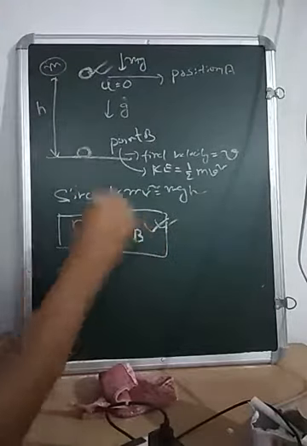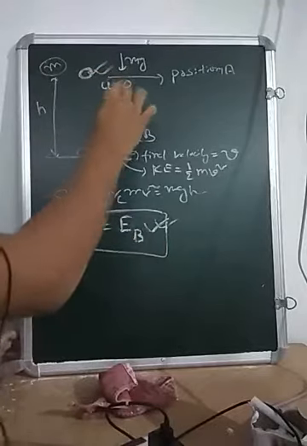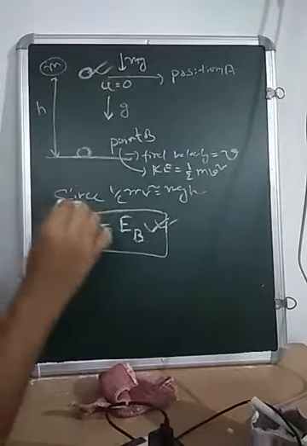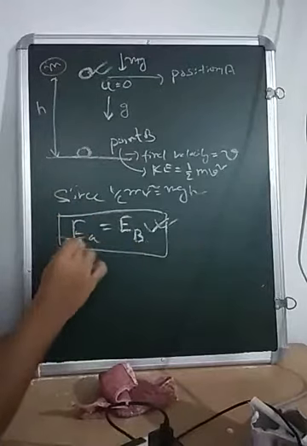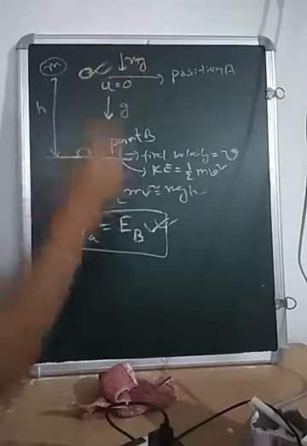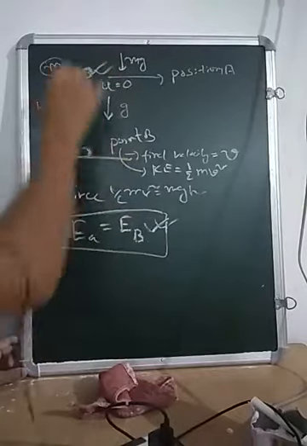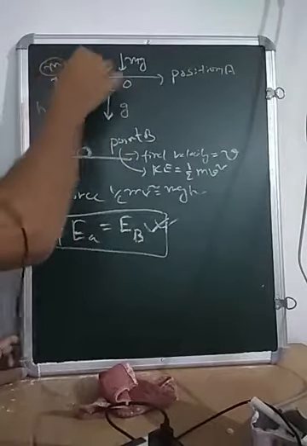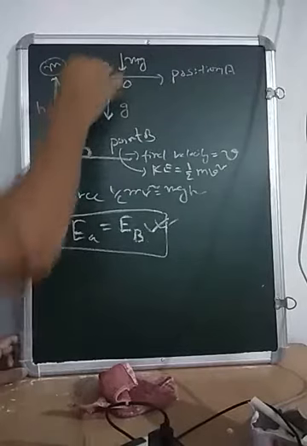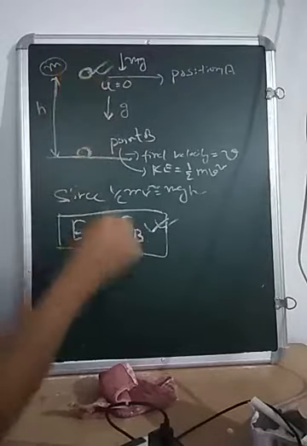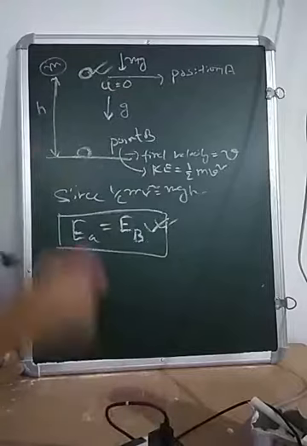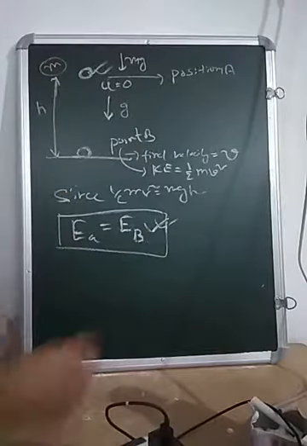Okay, in case of applied force is conservative force. So see, initially it is a total energy at point A, total energy at point B. At this initial and final position, the total energy is constant. Total energy of the body of mass m is constant.